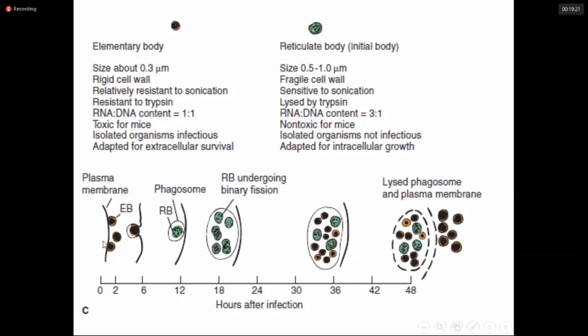And you can see them here in the picture. The elementary body is phagocytosed, or rather endocytosed, and becomes a reticulate body. It multiplies by binary fission, and then they multiply so many that the phagosome is lysed and the plasma membrane is also lysed, and they are expelled outside by exocytosis. This usually occurs within about 48 hours.